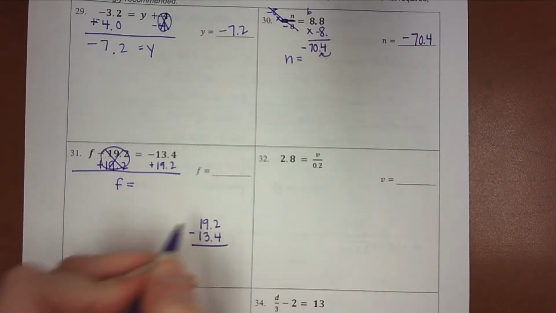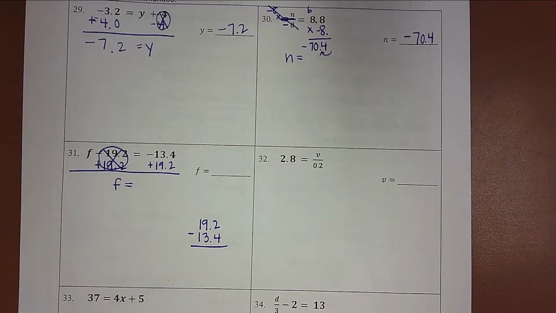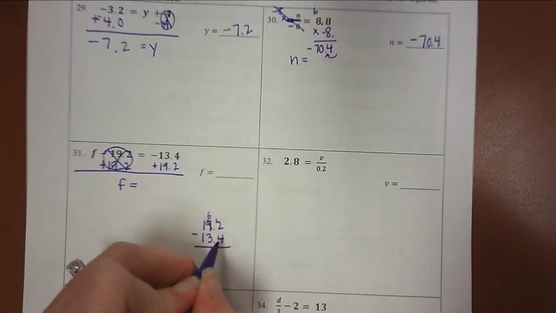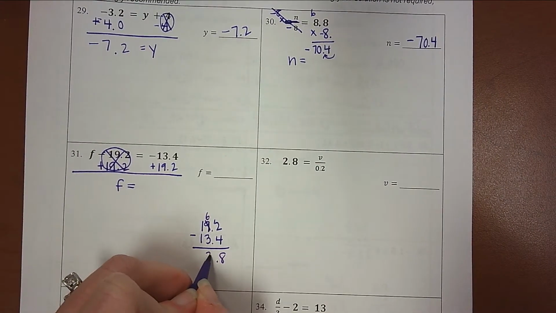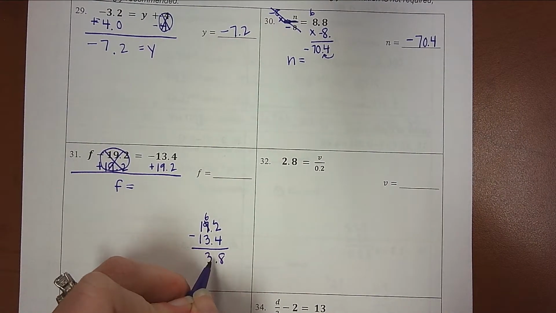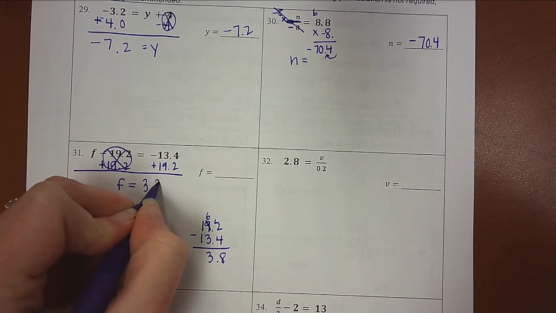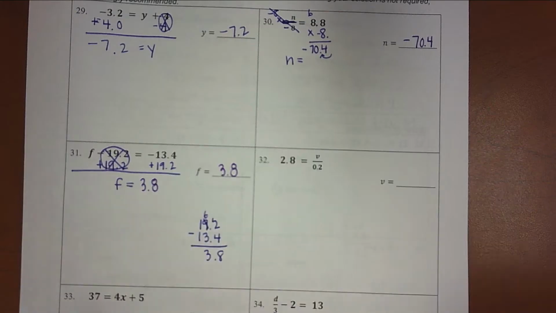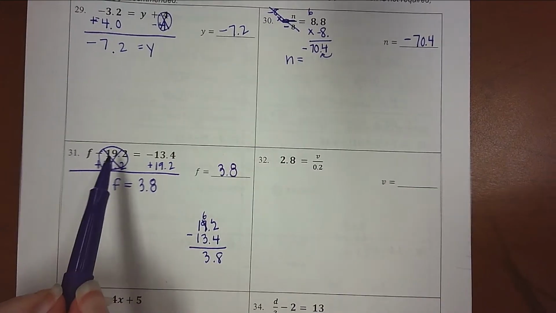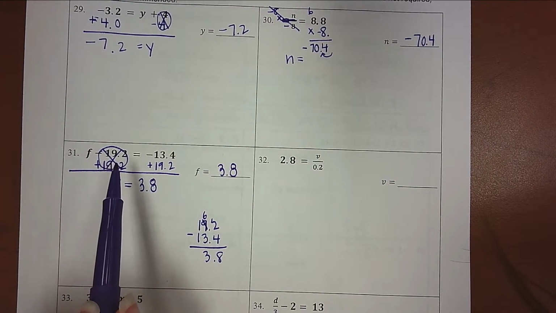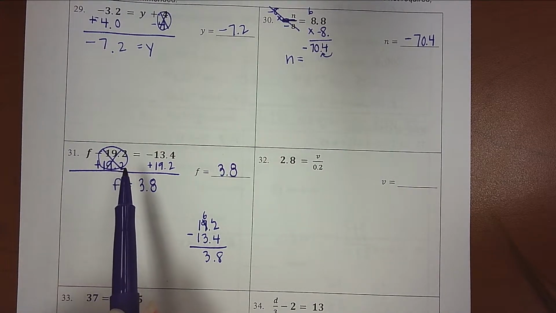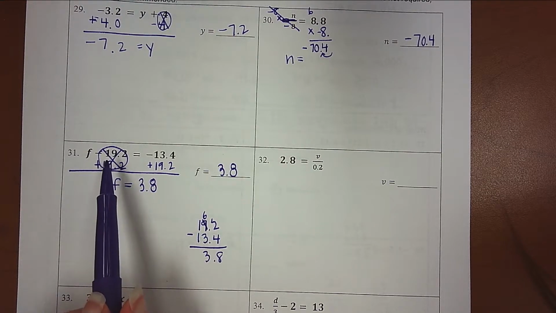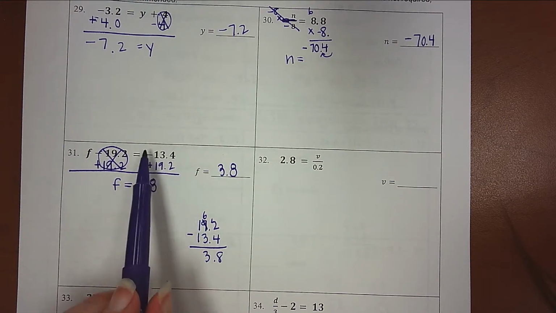I'm actually going to rewrite the problem down here so that my bigger number's on top, 19 and 2 tenths. I have to borrow, and 12 minus 4 is 8. 6 minus 3 is 3. And I keep the sign of the higher number, which is positive, so f is equal to 3 and 8 tenths. If I want to know if my answer makes sense, I'll come back here and say, okay, 4 minus about 19 would be about negative 15. 4 minus 19 would be about negative 15.